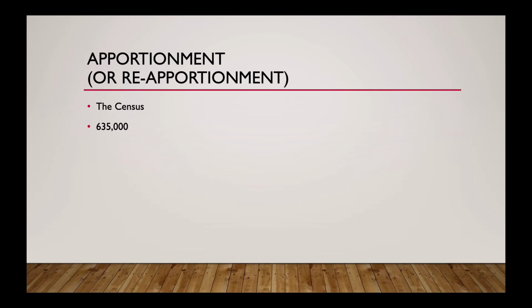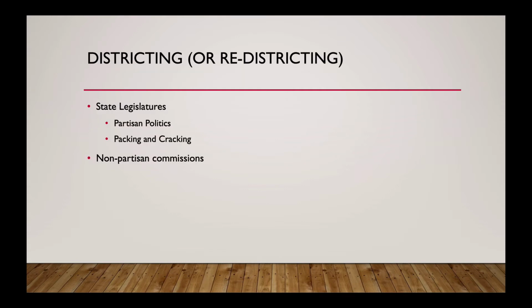So now we know how each state gets their allotment of seats. But what happens to you if, as happened to Ohio after the 2010 census, you lose a seat? Well, then there's a lot of things that have to be recreated. Basically, you have to draw new districts within your state.